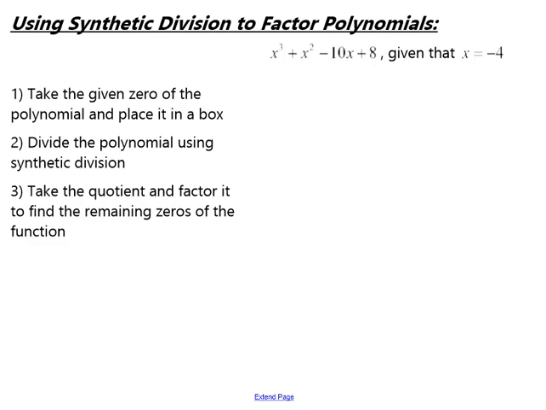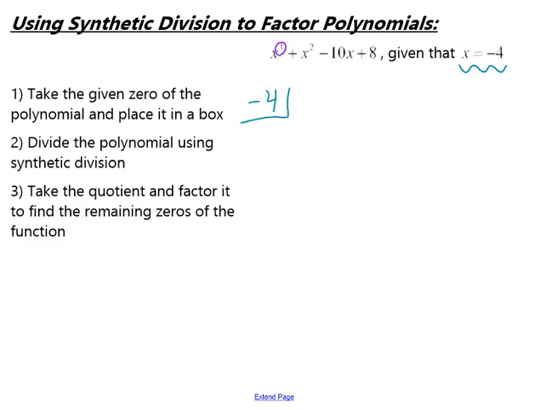So if we have the polynomial x cubed plus x squared minus 10x plus 8, and then we have one of our x values, we can actually use that to factor. So what we're going to do is step 1, take the given 0 of the polynomial and place it in the box. So this time, because it already says x equals negative 4, we just want to put that negative 4 into the box.